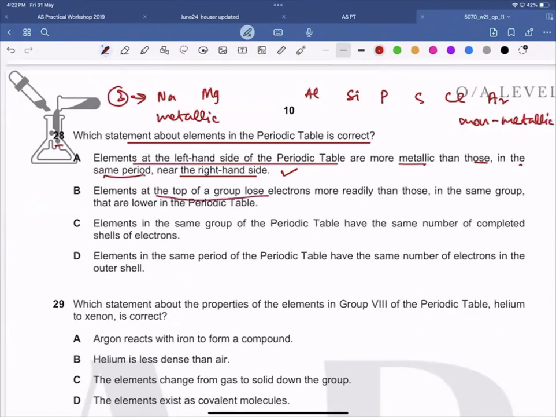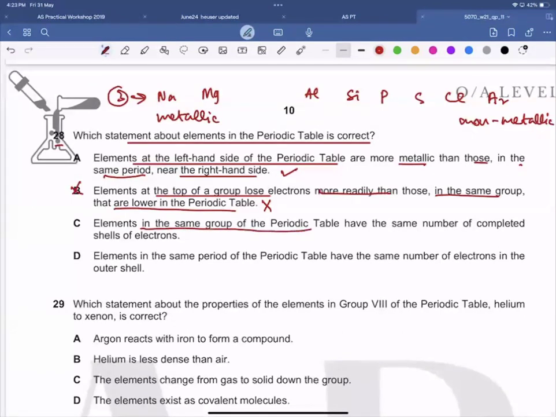Elements at the top of the group lose electrons more readily than those in the same group that are lower in the periodic table. That is wrong, because when we move down the group, the size increases, so the attraction decreases. As the size gets bigger, the elements lose the electron more readily. So statement B is wrong.